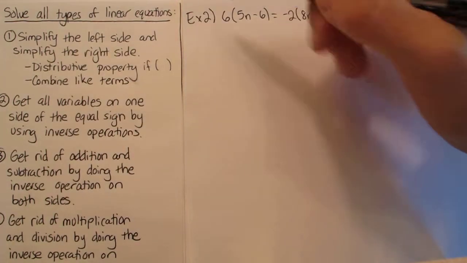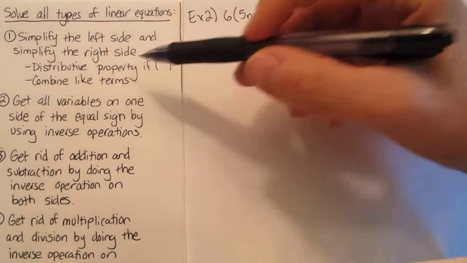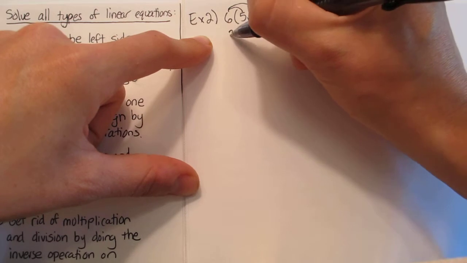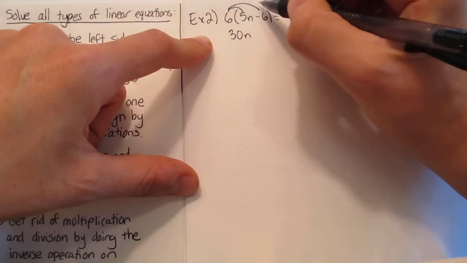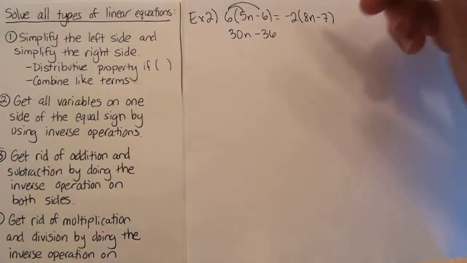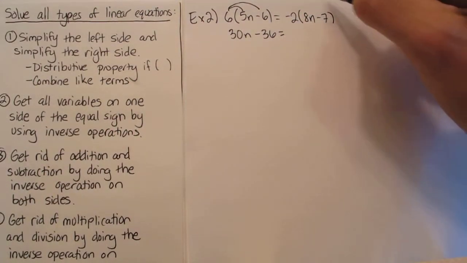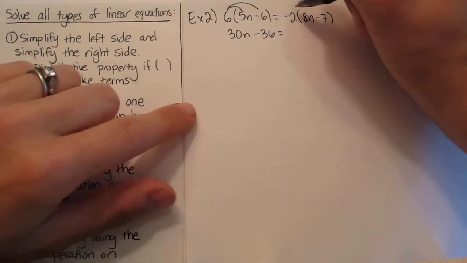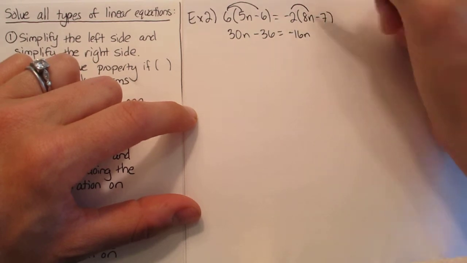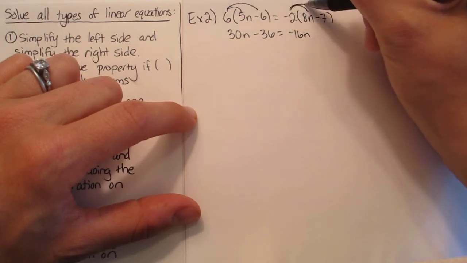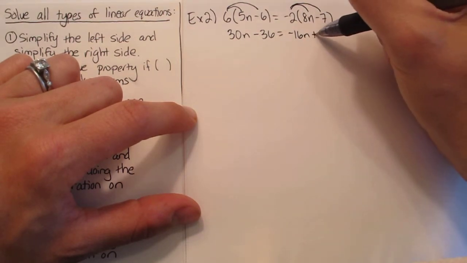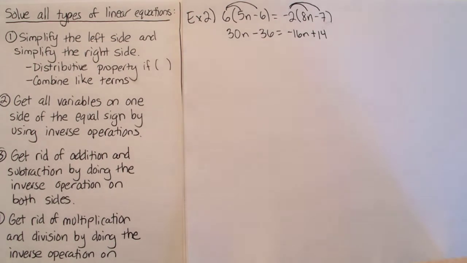So I'm going to start by simplifying the expression on the left, and I'm going to use the distributive property. So 6 times 5n is 30n, and 6 times negative 6 is negative 36. Bring down my equal sign, and now I'm going to simplify the expression on the right. Negative 2 times 8n is negative 16n, and here you've got to be real careful because negative 2 times negative 7, remember that a negative times a negative equals a positive 14.